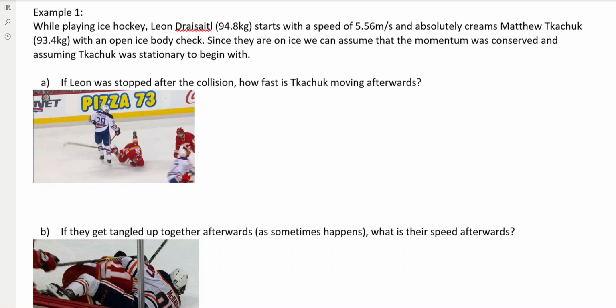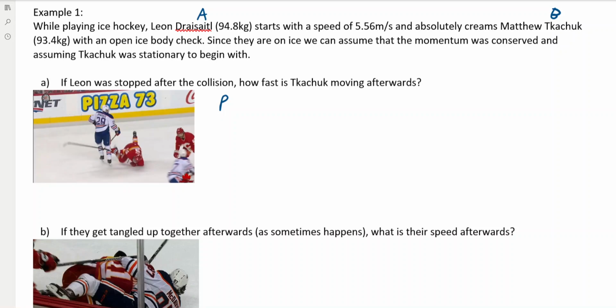So, all that stuff is the setup to the question. Here is the question. If Leon was stopped after the collision, how fast is Tkachuk moving afterwards? So, kind of like this hit here, he hits him, and then all of his momentum is transferred into Matthew Tkachuk. So, how are we going to write this out? Instead of using Leon or Draisaitl or Matthew or Tkachuk, we're going to call this player A and player B. We'll talk about Leon and Matthew later.